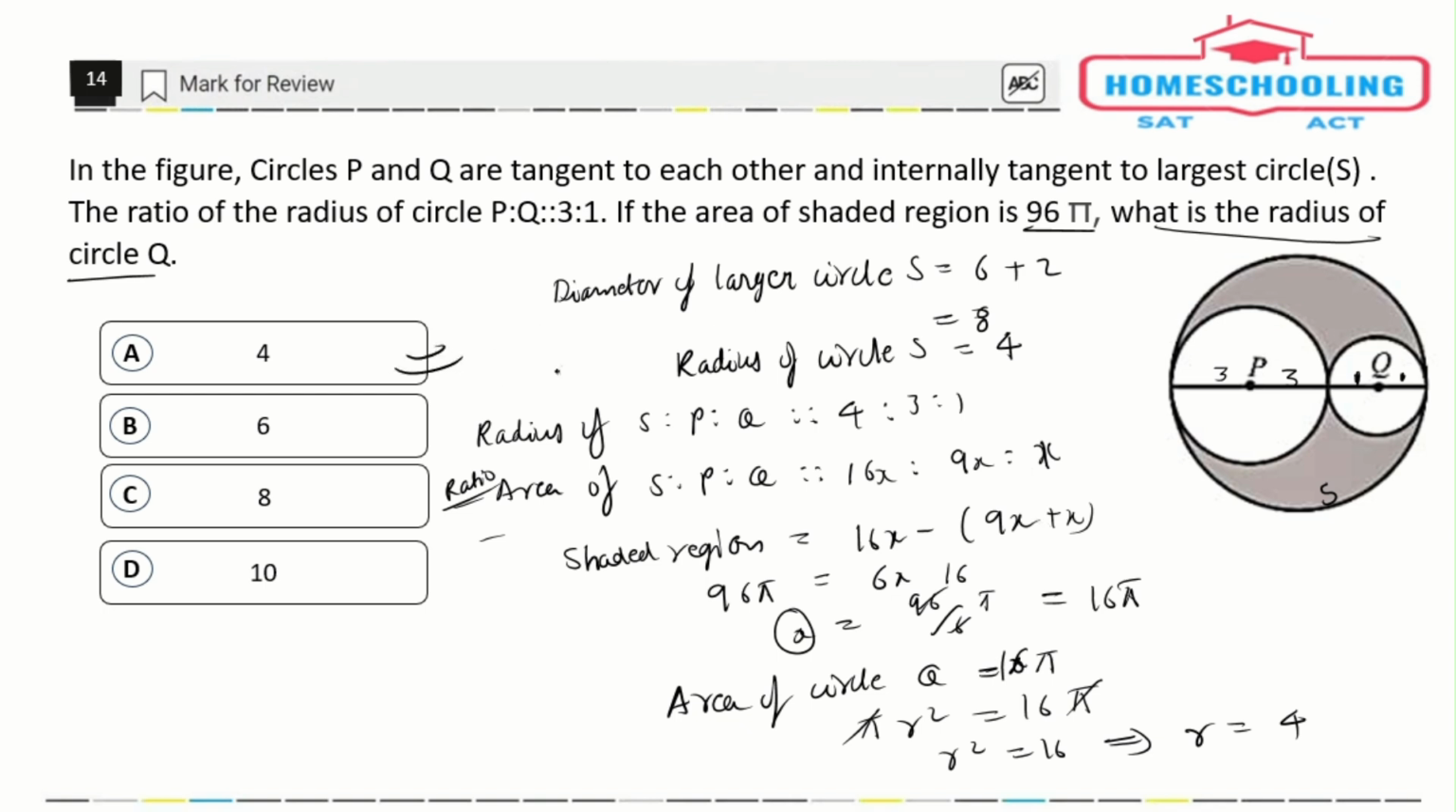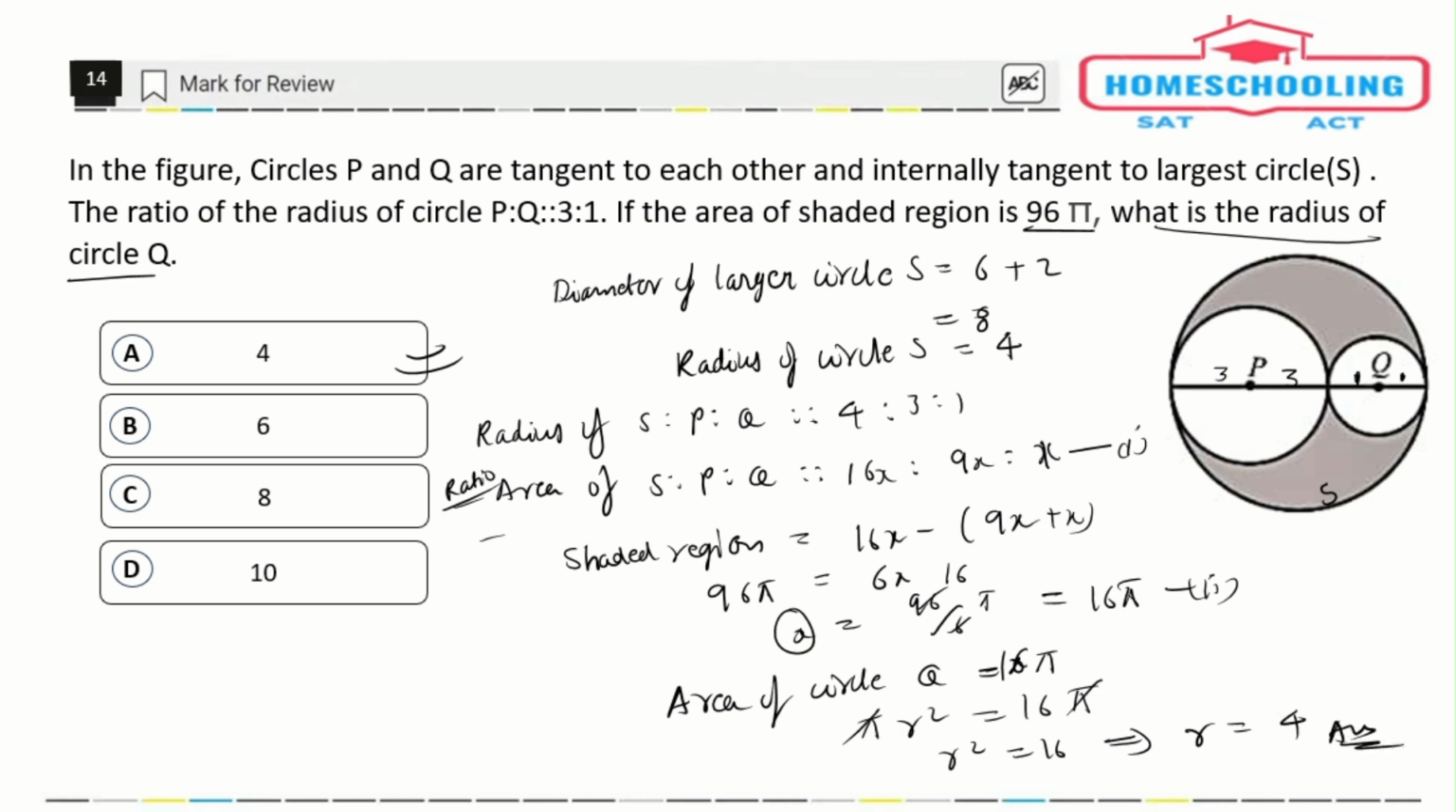So option A. Area of circle Q we can find from this equation and this equation. By using equation 1 and 2, we can say what the area of circle Q is. In equation number 1, the ratio of area of Q is x, and we have found the value of x, that is 16 pi. So 16 pi is equal to area of circle, that is pi r square. So the radius would be 4. So this is your answer.